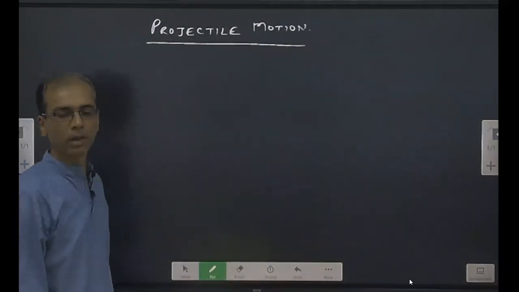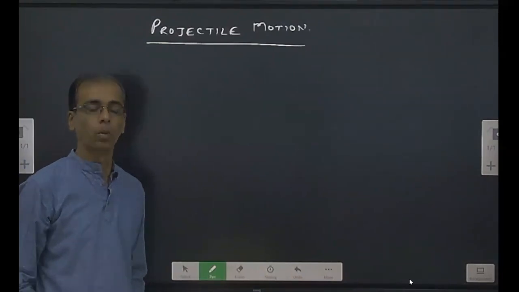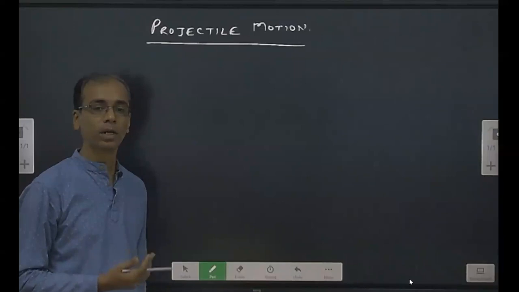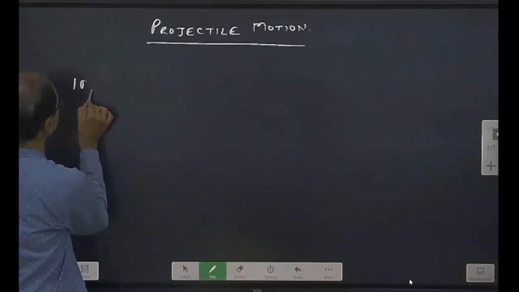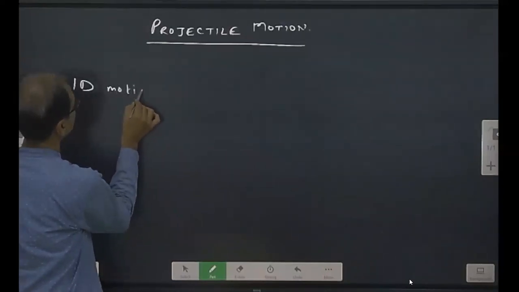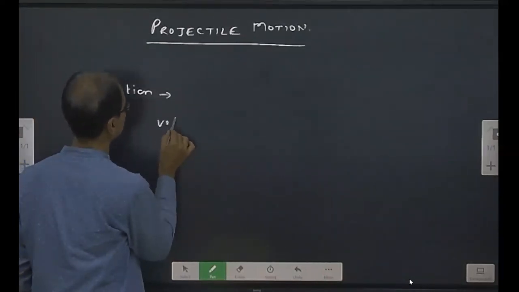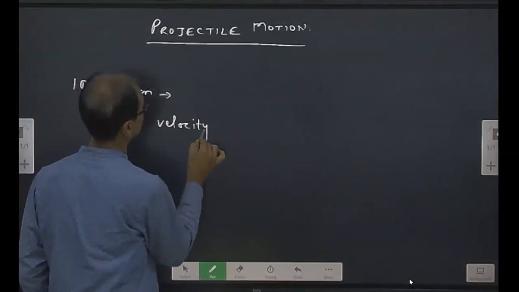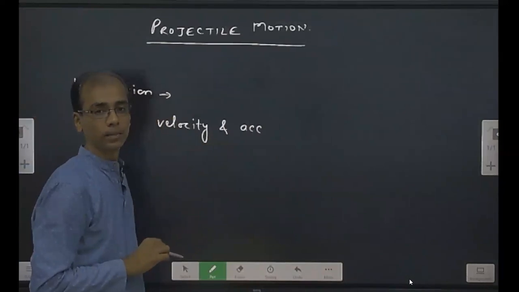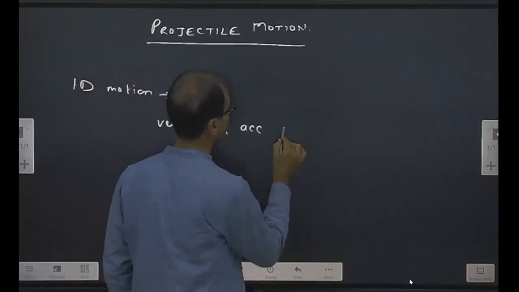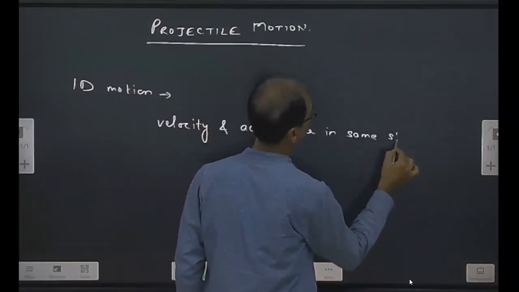Okay, so let's start. When we call a motion a projectile motion, what is the difference between this and the 1D motion that we have studied? The difference is, when we talk about 1D motion, velocity and acceleration were in the same straight line.